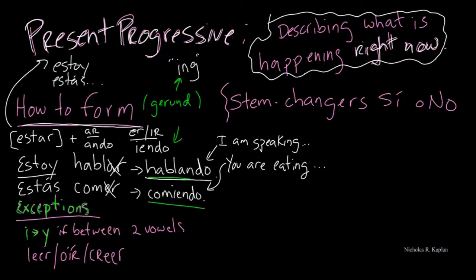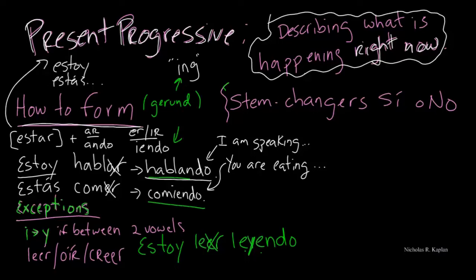If we wanted to say I am reading, estoy leer, I need to take off my ER, L-E-I-N-D-O, but if the I falls between two vowels, then that I will change to a Y. So estoy leyendo. The same works with oír and creer. So the I will change to a Y.